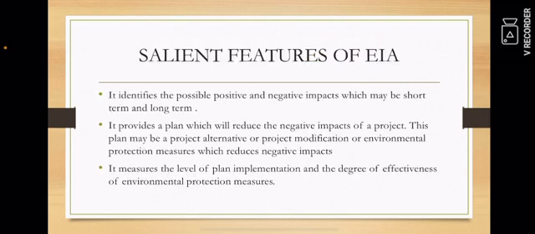Next, salient features of EIA. It identifies the possible positive and negative impacts which may be short term or long term. And also it provides a plan which will reduce the negative impacts of the project. This plan may be a project alternative, project modification, or environmental protection measures which reduce negative impacts, and it also measures the level of plan implementation and the degree of effectiveness of environmental protection measures.